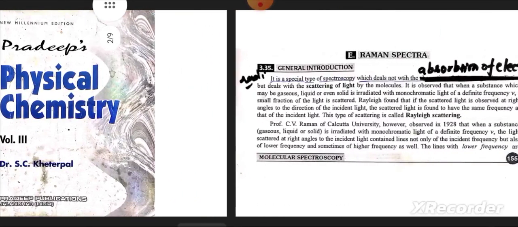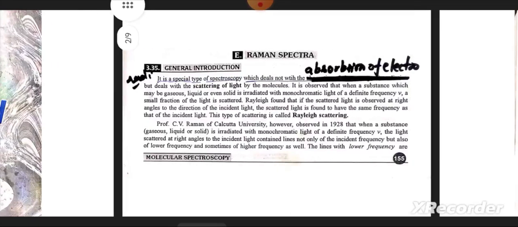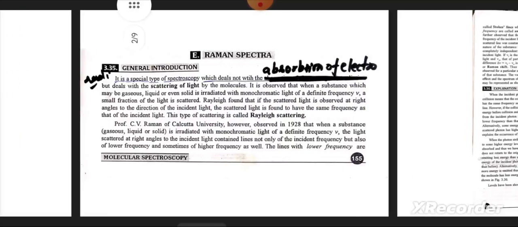Raman spectra. General introduction of Raman spectra. It is a special type of spectroscopy which deals not with the absorption of electrons but with the scattering of light by the molecules. It is observed that when a substance, which may be gaseous, liquid, or even solid, is irradiated with monochromatic light of a definite frequency mu, a small fraction of the light is scattered.